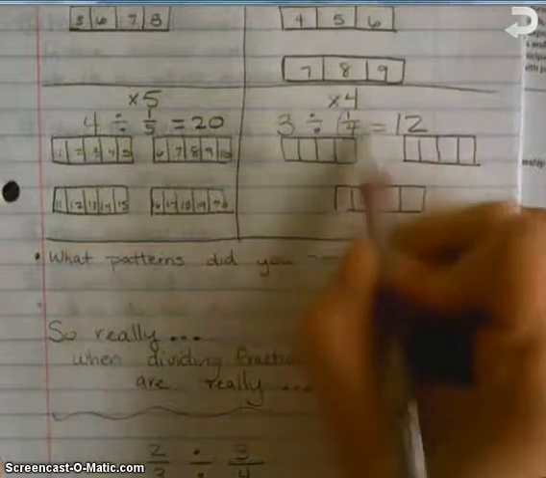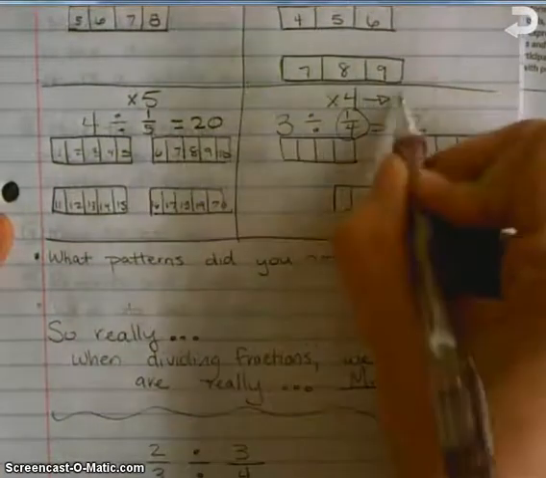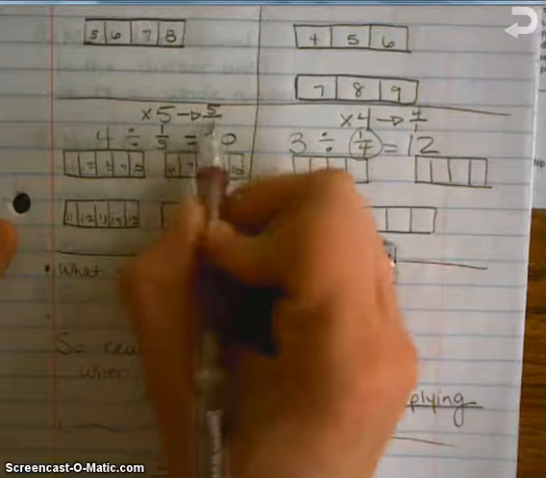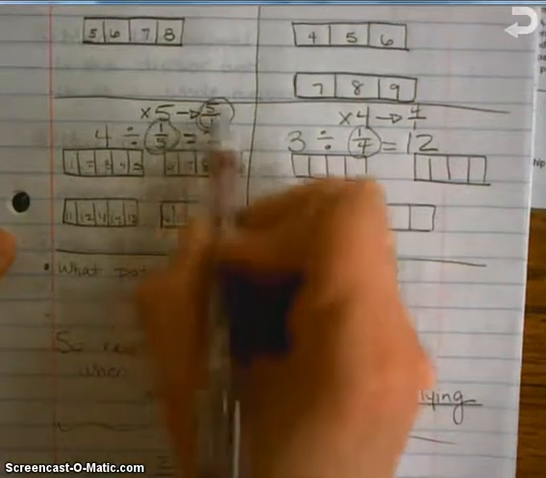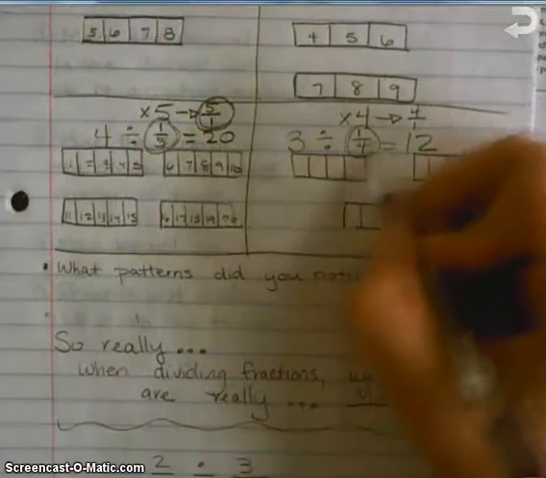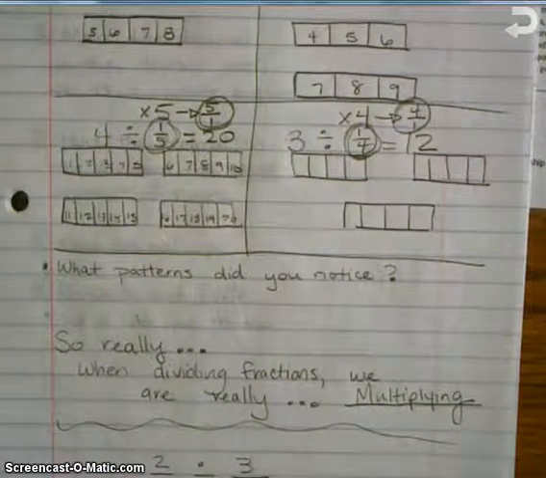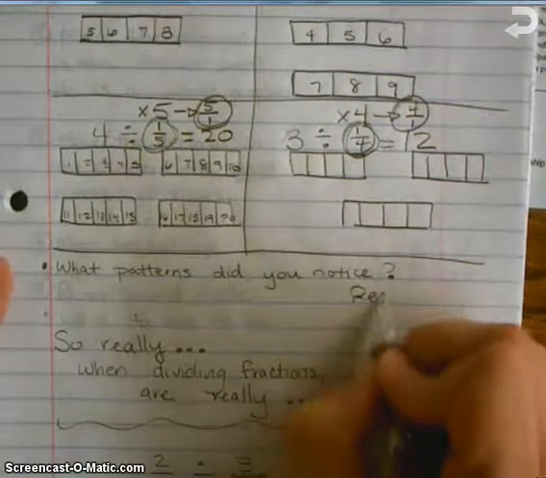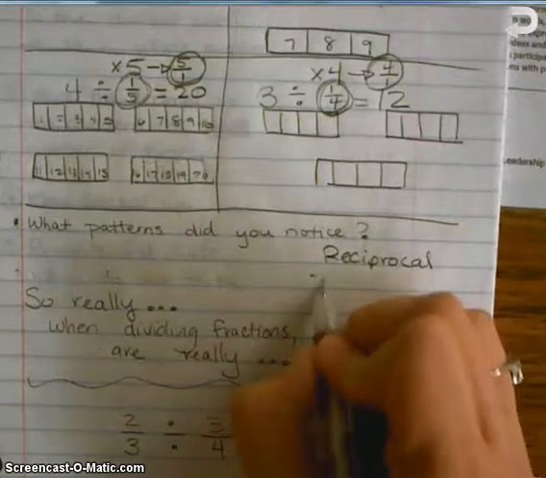So the whole number 4, if I wrote it as an improper fraction, is actually 4 over 1. And the whole number 5, if I wrote it as an improper fraction, it's going to be 5 over 1. So if I look at this number and this number, what did I do to them? All I'm really doing is I'm flipping them upside down, and we have a technical word for that. That word is called the reciprocal. The reciprocal means the inverse of a fraction.